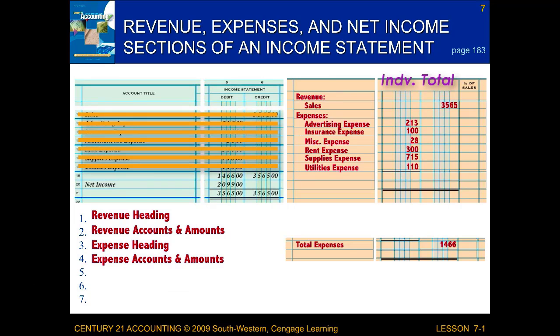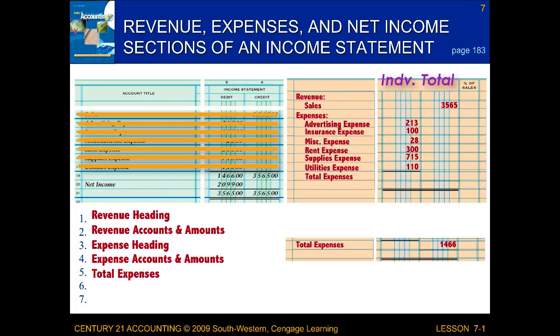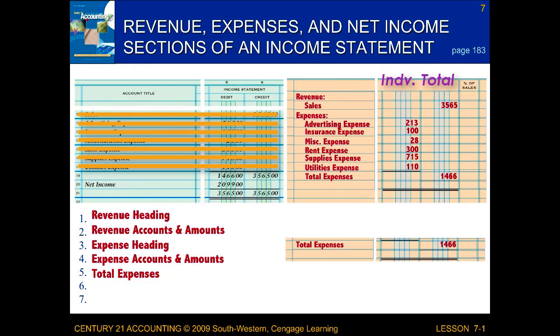I have multiple expenses, so I'm actually going to do one more thing here, and I'm going to write total expenses, and this will be still right underneath all of my expense accounts. So I'm going to write total expenses, and then I'm going to total up all of these numbers in the individual column. Now I could re-add these again if I wanted to with the calculator, or I could realize that I've already added the total expense column on the worksheet, and it's this 1,466 number right here. So I can just copy that over, and because it's a total, I need to put it in the total column, which is the right column. So 1,466 is my total. I'm going to put it in the right or the total column, 1,466.